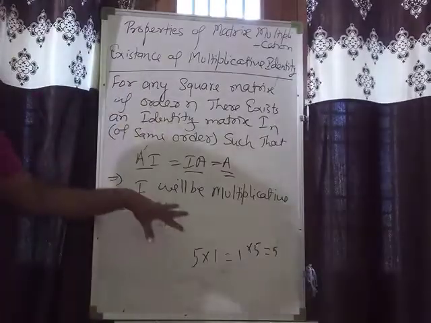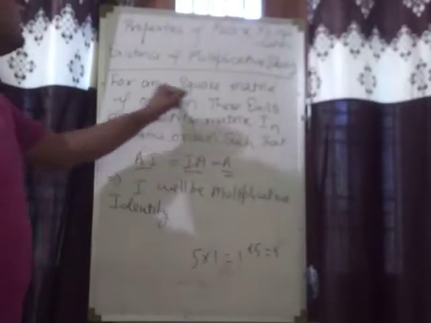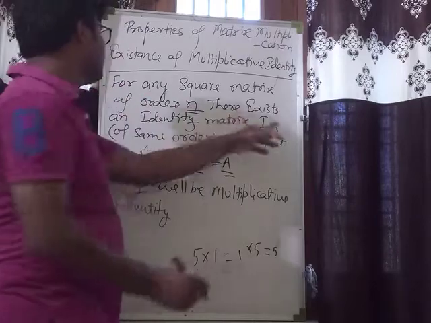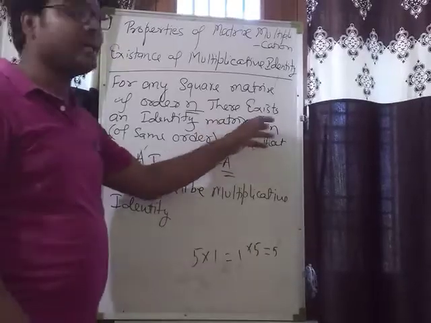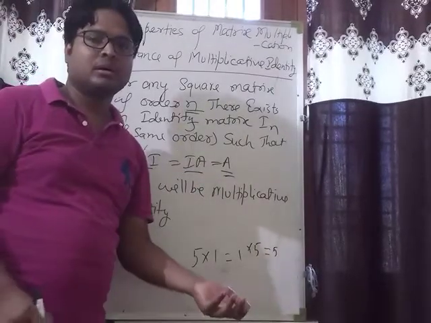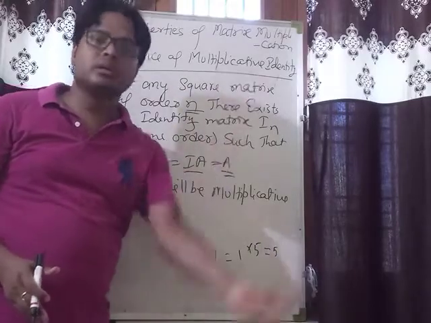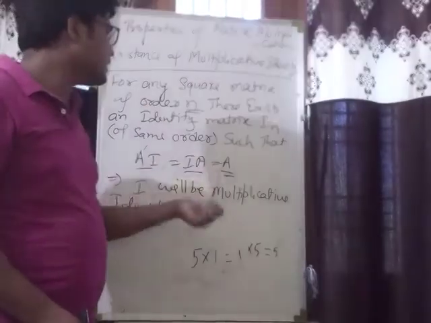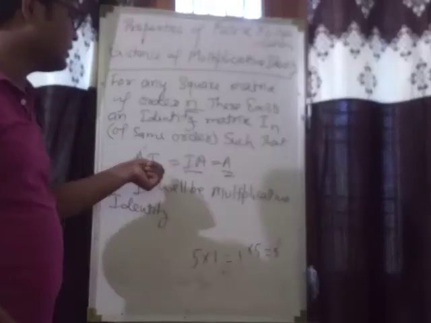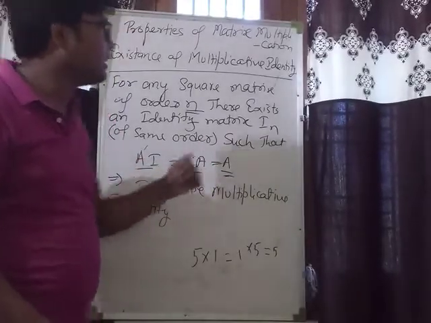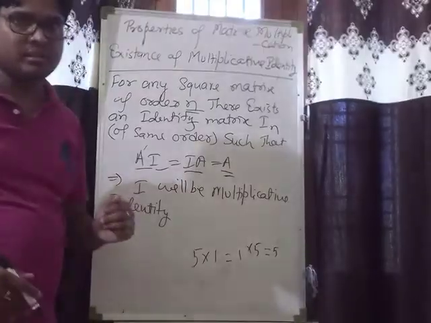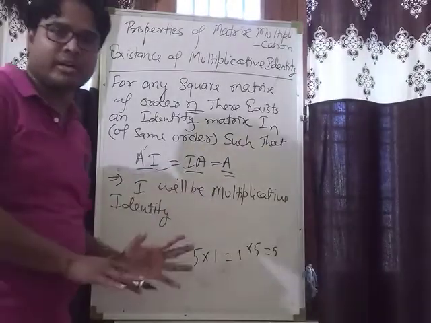So pause this video and note down this. For any square matrix of order n, there exists an identity matrix In. In is an identity matrix of order n, that is the same order as the given matrix, such that AI is equal to IA equal to A. You can see here I is the right identity, and here I is the left identity.